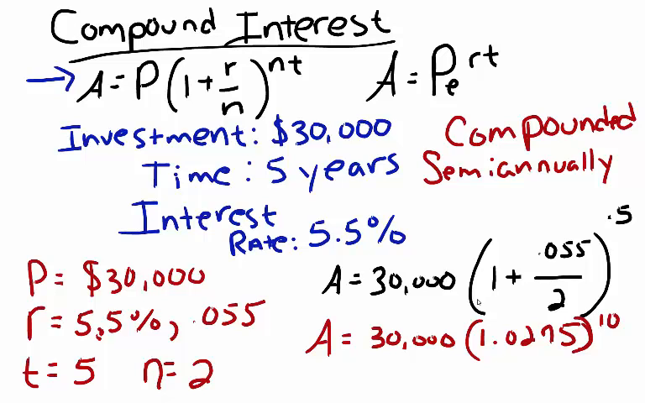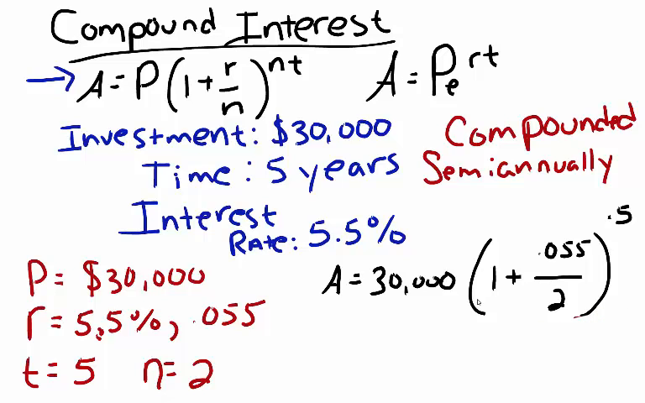You can type this into your calculator, $30,000 times 1.0275 raised to the 10th power. And if you're using a graphing calculator, you'll want to use the caret key to raise it to the 10th power. Working this out gives us a value of $39,349.53.